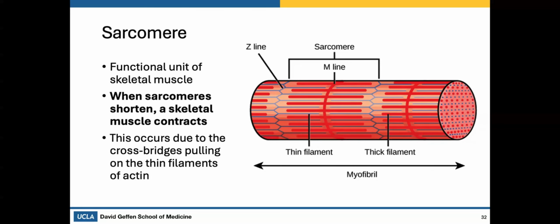A sarcomere. A sarcomere is what's known as the functional unit of skeletal muscle. Remember that a sarcomere contains the actin and myosin filaments within. When a sarcomere shortens, that is when the skeletal muscles contract. They pull the sarcomeres together, and skeletal muscle contracts, which is due to those cross bridges of the actin and myosin filaments pulling on the thin filaments of actin.